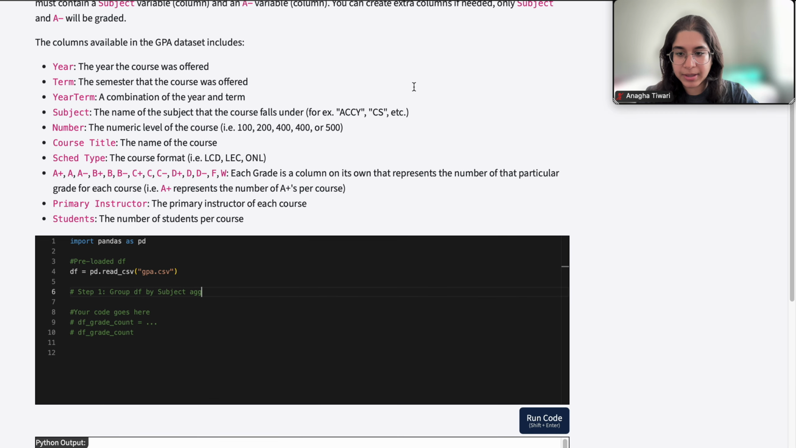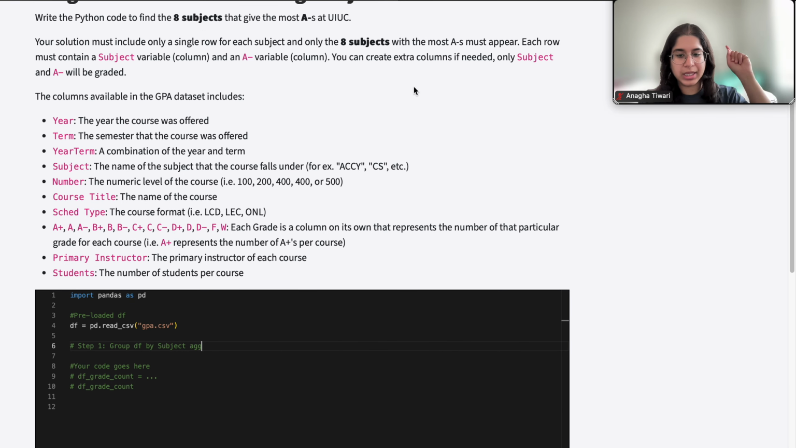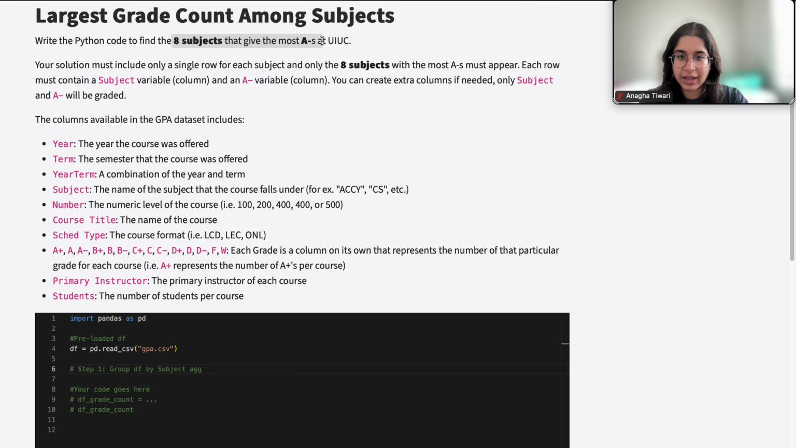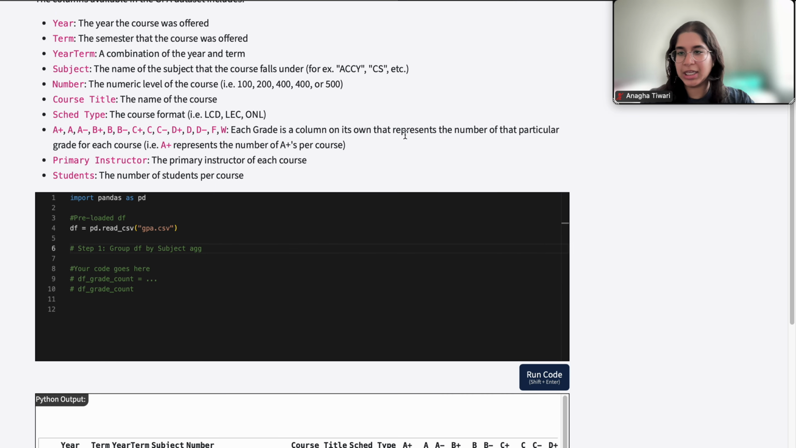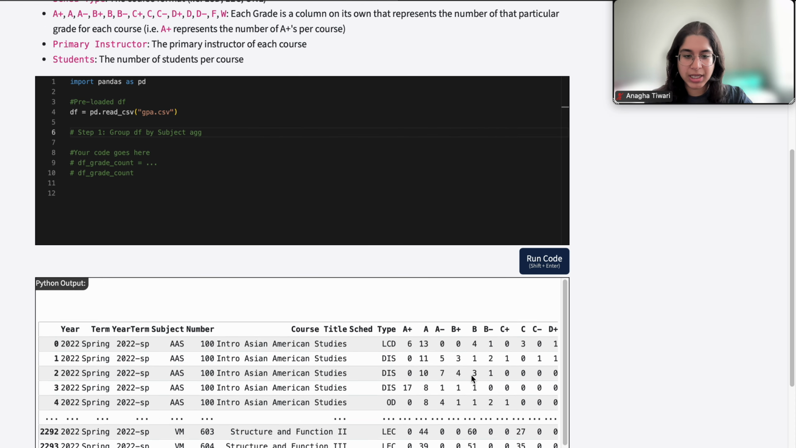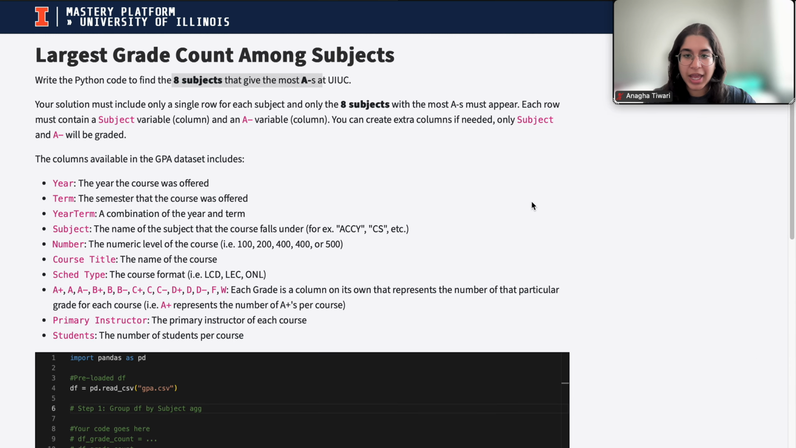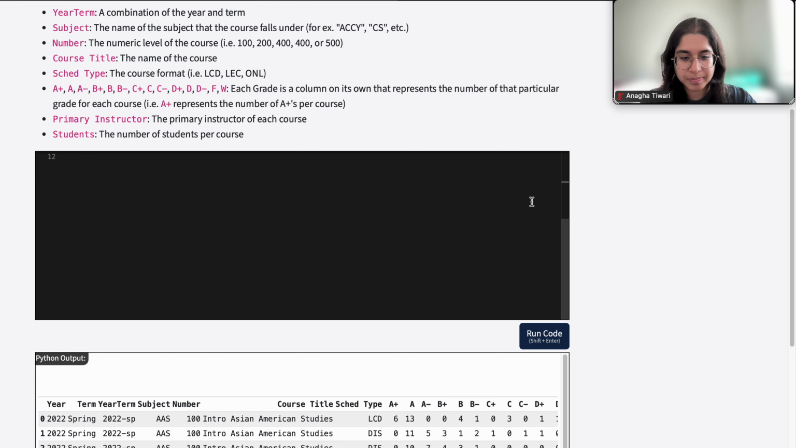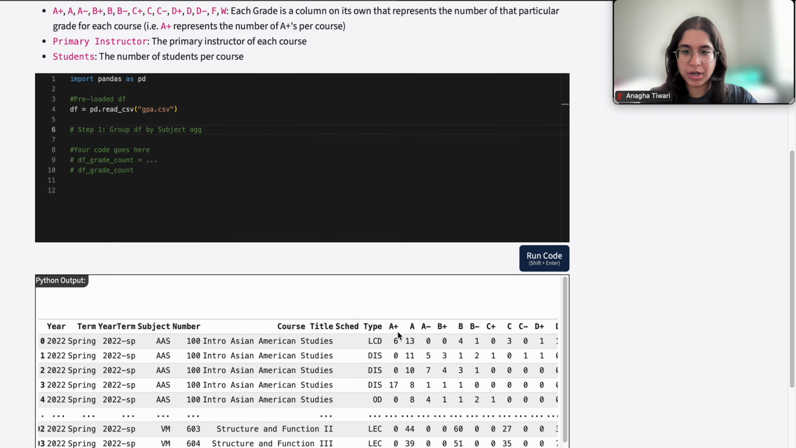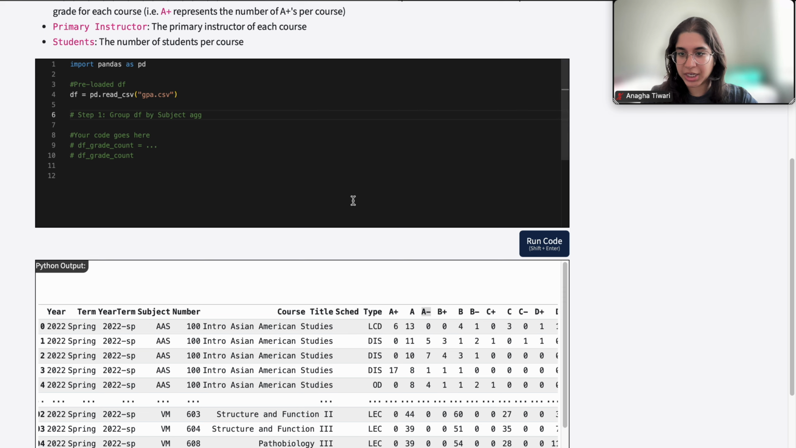Well, we want to aggregate by, there's 3 choices here, right? There's mean, there's sum, and then there's count. We want to find the 8 subjects that gave the most A minuses at UIUC. So what I'm thinking here is that for each subject, we need to add up how many students got A minuses for each subject. And later on, we'll find the 8 subjects that gave the most A minuses. So the first thing we want to do here is group the data frame and also add up how many students got A minuses for each subject, right? We want to find the total number of A minuses given for each subject. So that's a really good indicator that we should use sum, right?